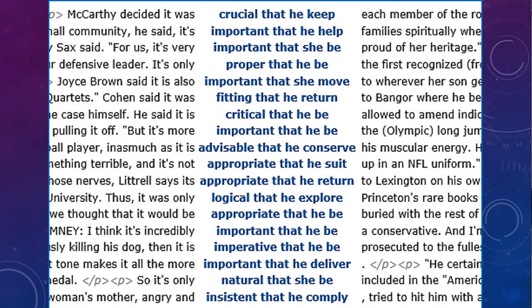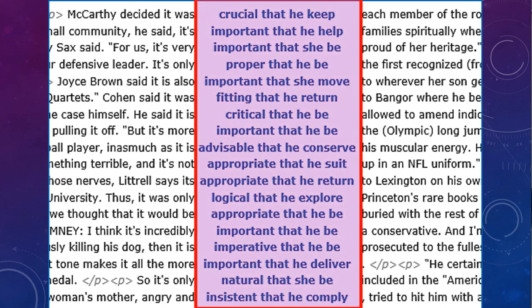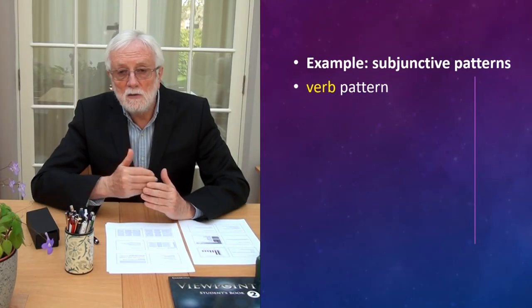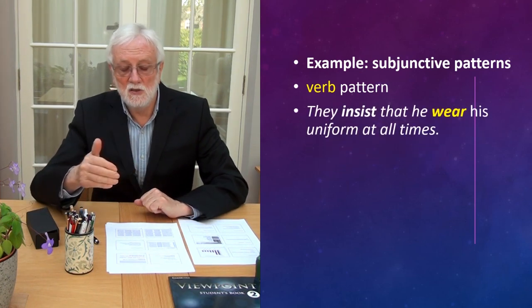But similarly, we find in our concordances subjunctives generated by adjectives. Here we see crucial, important, fitting, advisable, appropriate, imperative. And these, again, are adjectives which express those deontic meanings of necessity, obligation, desirability, how the situation should be, as opposed to how the situation is. So we have here an example of new forms for a function which your learners may already know. And those forms are noun-generated subjunctives and adjective-generated subjunctives.